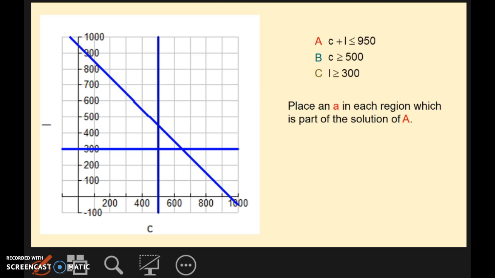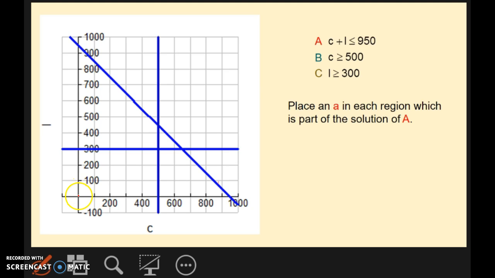So A, I'm going to start with that one. That one's this line right here. And I can test any point I want, but just like we did before, 0, 0 is a really nice point to try because it's very easy to plug in. We don't have to do a lot of calculations.